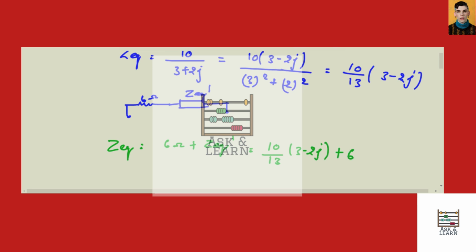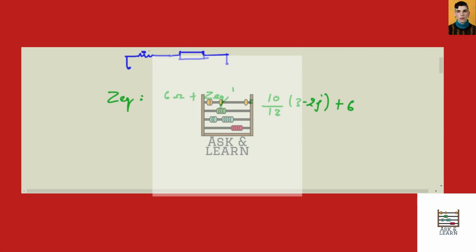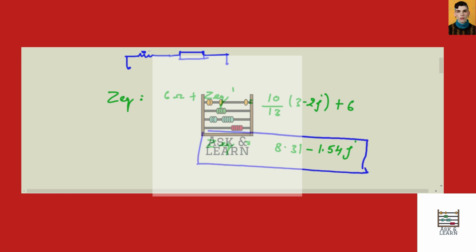If you simplify, you will finally get the value of Z equivalent as 8.31 minus 1.54J. So this is the final answer. The Z equivalent will be 8.31 minus 1.54J. This is the final answer.